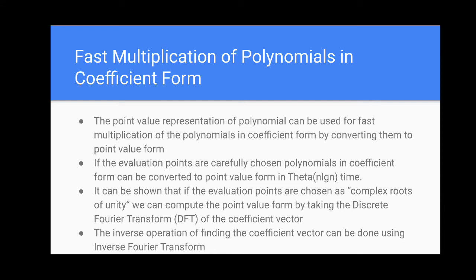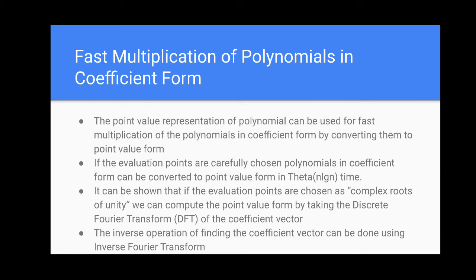If you want fast multiplication of polynomials in the coefficient form, we may have to convert the coefficient form to the point value form and then back to the coefficient form. The point value representation of a polynomial can be used for fast multiplication of polynomials represented in coefficient form by converting them to the point value form. If the evaluation points are carefully chosen, polynomials in the coefficient form can be converted to a point value form in theta of n log n time.